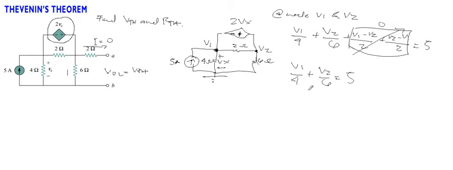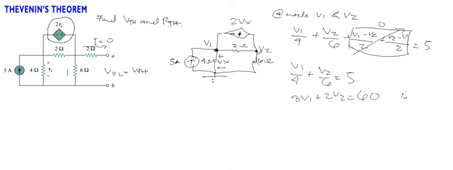To have the LCD of this 4 and 6, we have 12. And to finish that, we have 3V1 plus 2V2 is equal to 60, because we have 5 times 12, which is 60. And we can consider this one as equation 1.